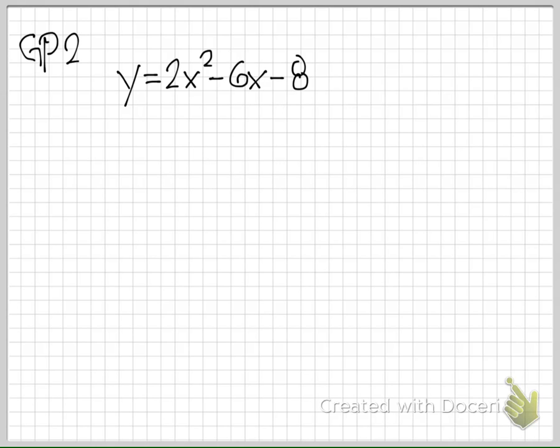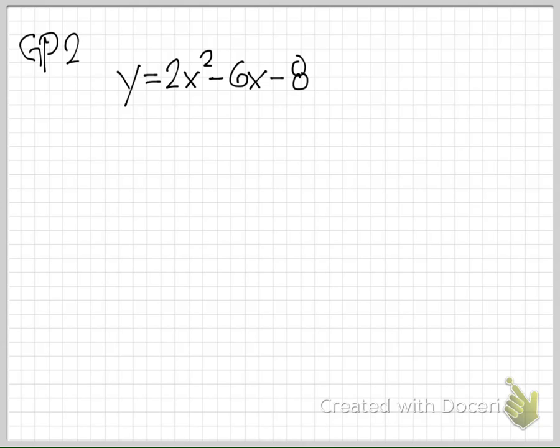Alright, class. This is GP number 2. Please write down this problem and then hit pause to give you a moment to try to graph the problem. Here we go. I have y equals 2x squared minus 6x minus 8. So go ahead and pause, try to graph that particular problem.